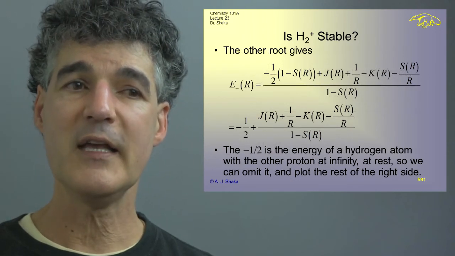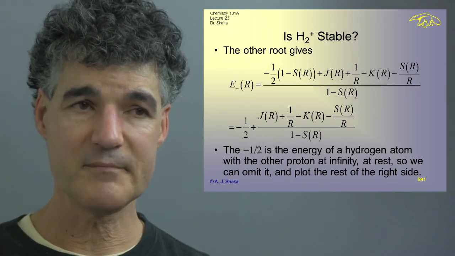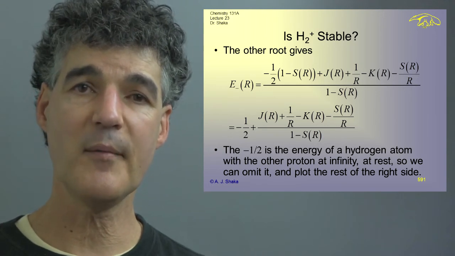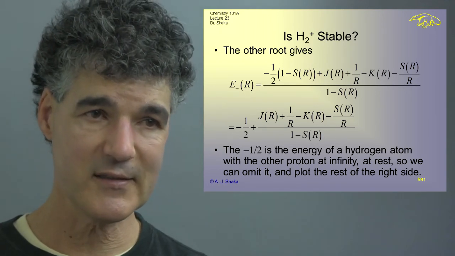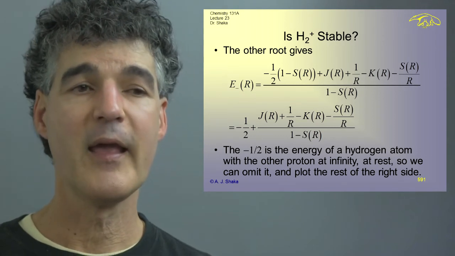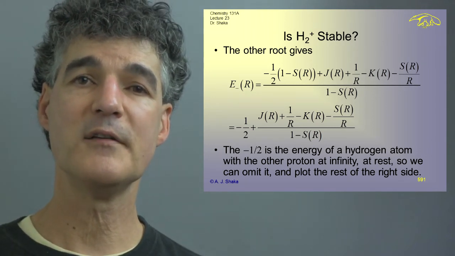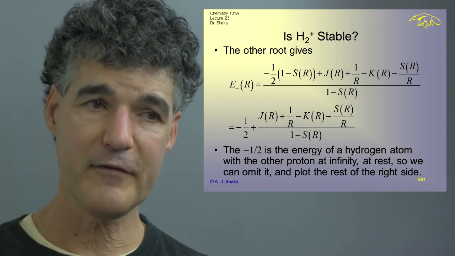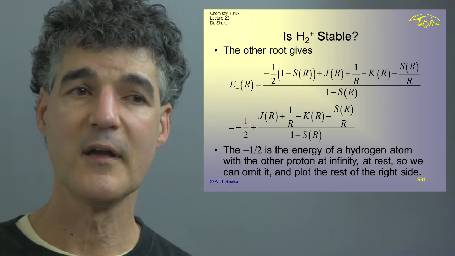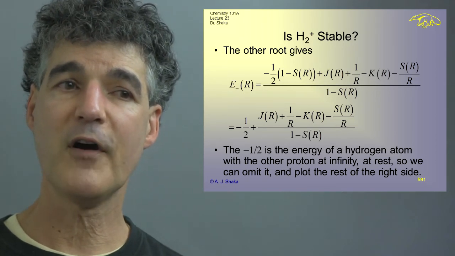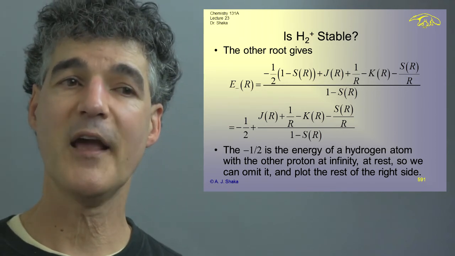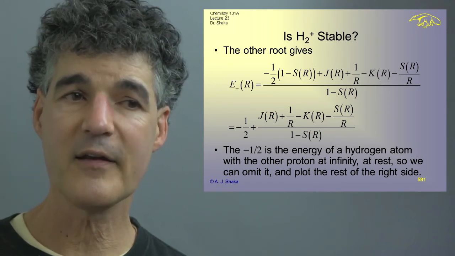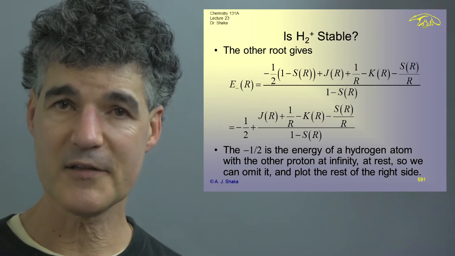The other root, which I've called E minus, is very similar. There are these terms, and the denominator is 1 minus S of r. And that turns out, again, to be possible to simplify into minus a half, the leading term, plus all this stuff, J of r plus 1 over r, minus K of r, minus the overlap integral over r. All of that divided by 1 minus S of r.